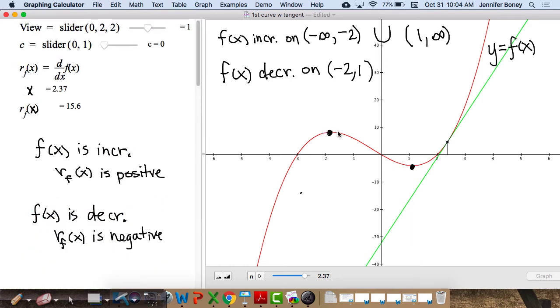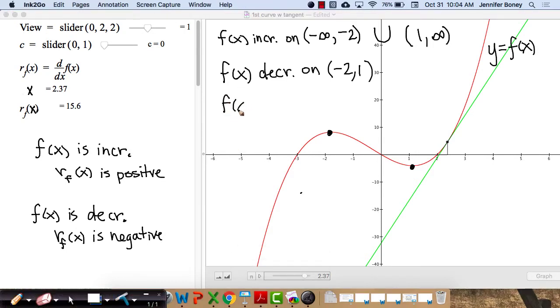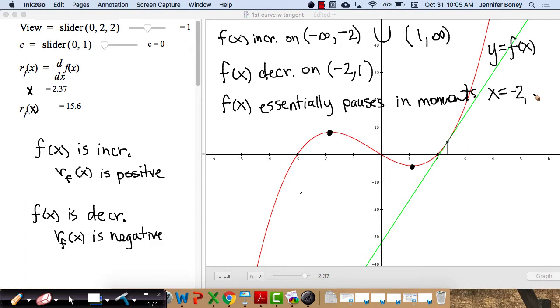So in these two spots, I could talk about how f of x, the y values, are not increasing or decreasing, but they have a brief, you can think of it kind of like a pause, or it's not increasing or decreasing, it's that turnaround. So if f of x essentially pauses, doesn't increase or decrease, but for a small moment, in moments x equals negative 2 and x equals positive 1, if I want to talk about the rate of change, so these are easy enough.